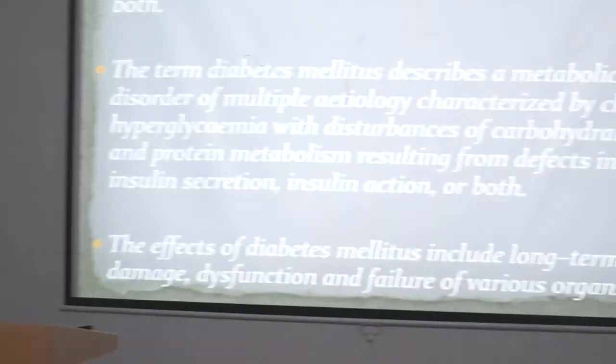And the third important point: the effect of diabetes mellitus, including long-term damage, dysfunction and failure of various organs. So already understand what I say. That means if a person has chronic hyperglycemia, that leads to damage of peripheral tissues, and depositions that form cataract, and dysfunction and failure of various organs.